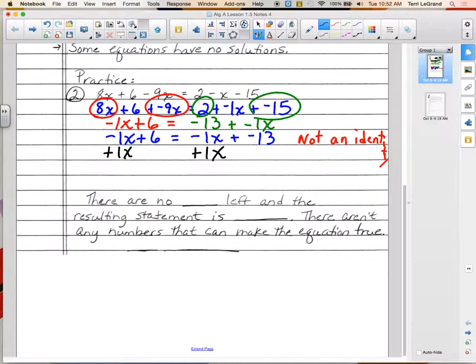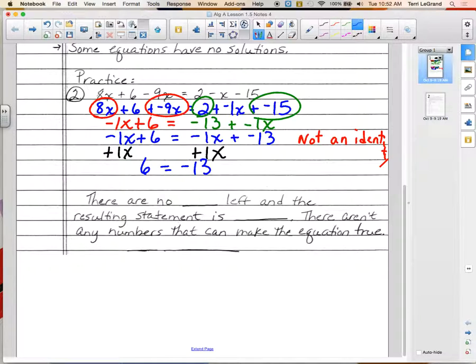What's the left side read now? What do we have on the left side? 6 is out here. 6. Okay. So we got 6 over here. What do we have on the right side now? Negative 13.